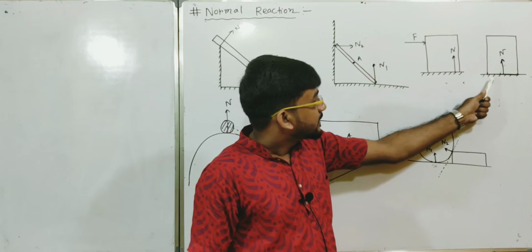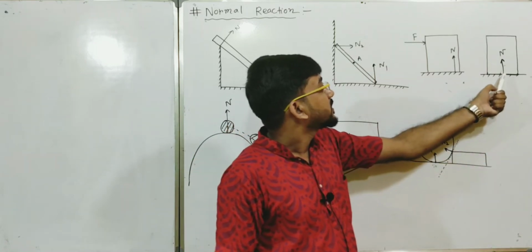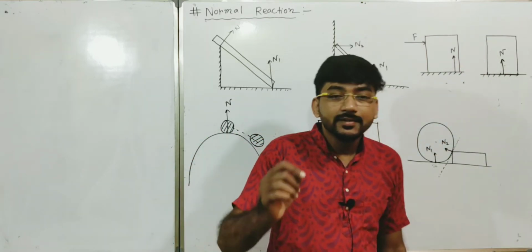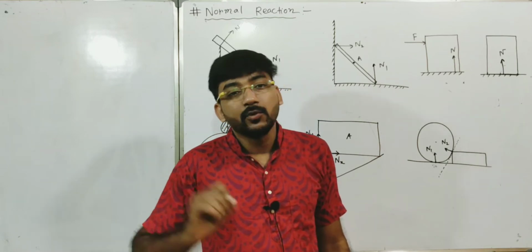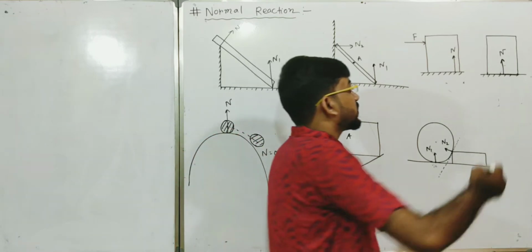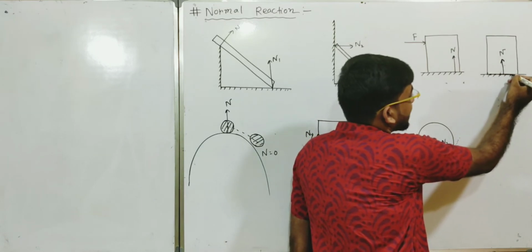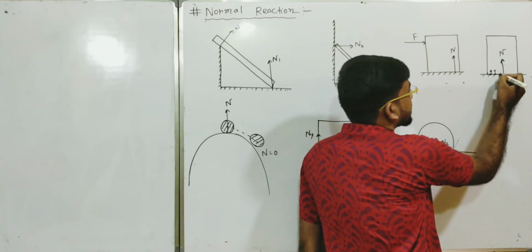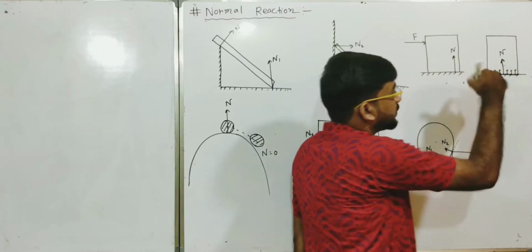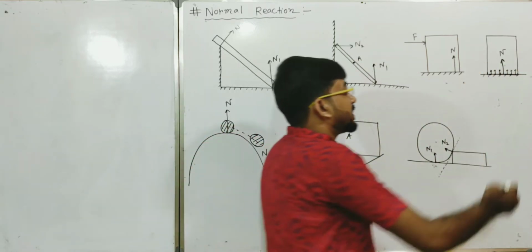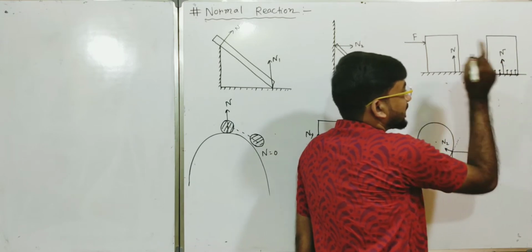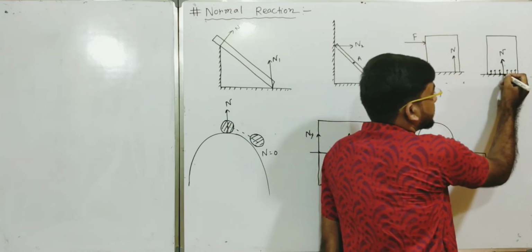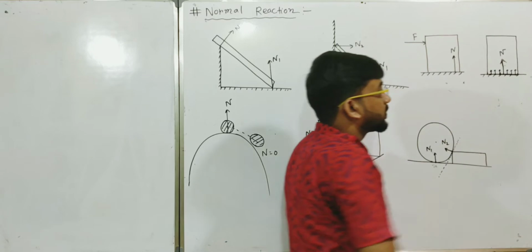And if we investigate the reason why the normal reaction here is acting at the center of mass: actually, normal reaction force arises at each and every point of the contact surface. There are a large number of points in contact with the surface, so at each and every point a normal reaction appears. But due to the symmetry of the picture, each and every normal reaction is the same in magnitude. So the resultant force N must be at the middle point.